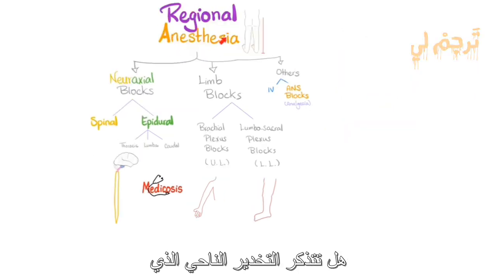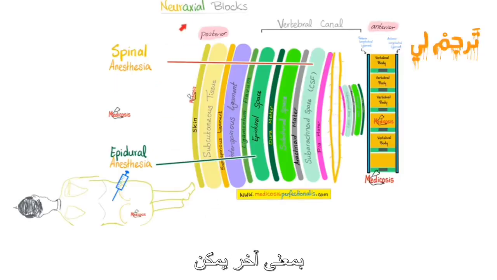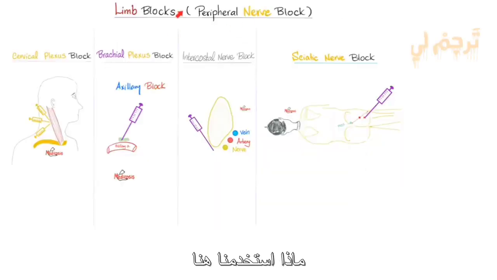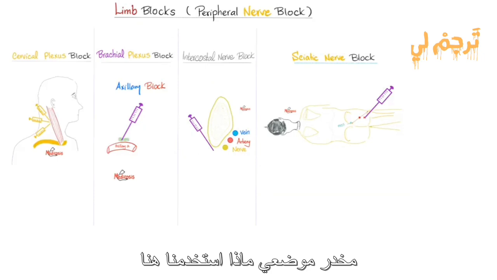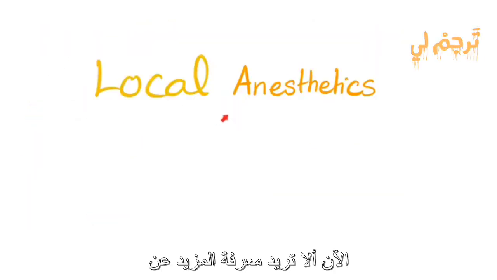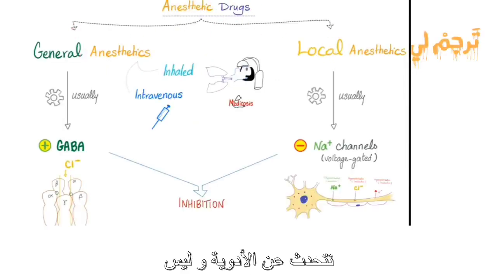Do you remember regional anesthesia that was discussed in the previous videos? Yup. What kind of agent did we use? A local anesthetic. In other words, local anesthetics can be used as a regional anesthetic or as a local anesthetic. Same medication, different approaches. What did we use here? A local anesthetic. What did we use here? Also a local anesthetic. Now, don't you want to learn more about local anesthetics? Anesthetic drugs, general or local? We're talking about the medications, not the approaches.